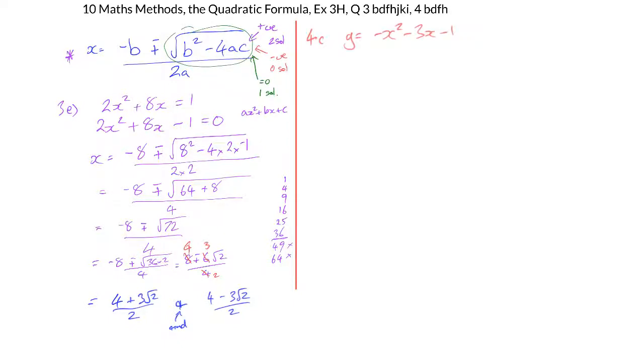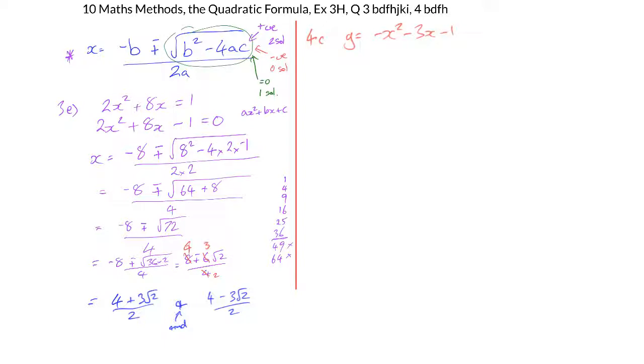In question 4, it's wanting us to find the x-intercepts, if they exist, the axis of symmetry, the turning point, and sketch. So it's basically what we did in the last exercise, but using the quadratic formula.